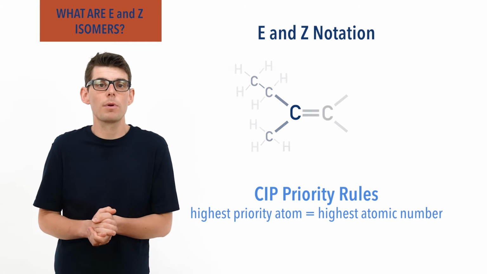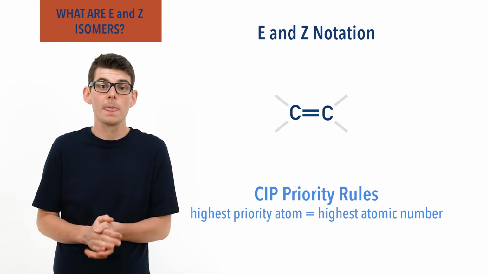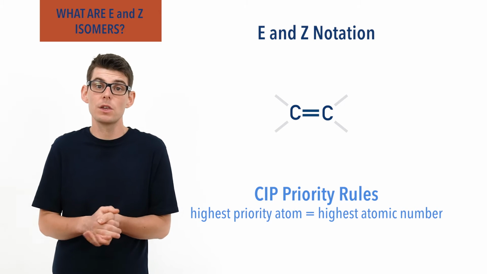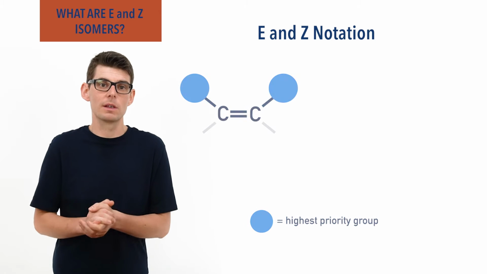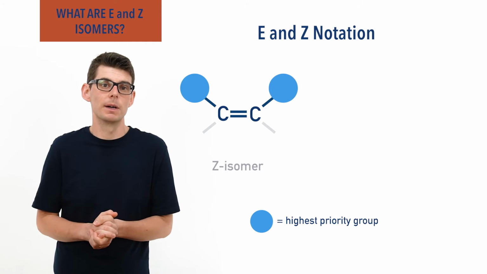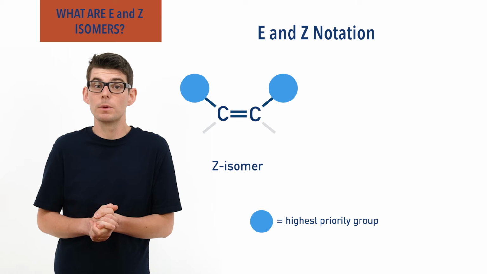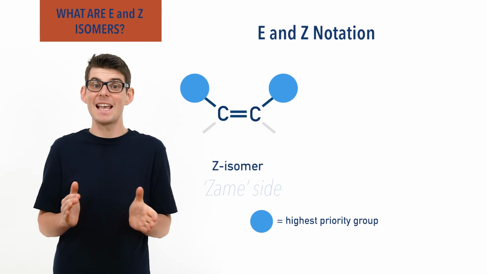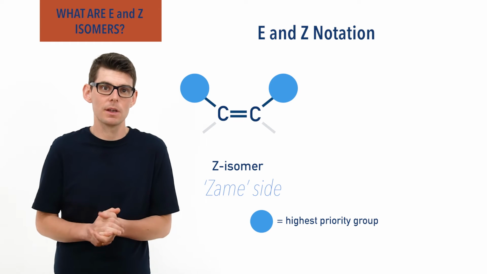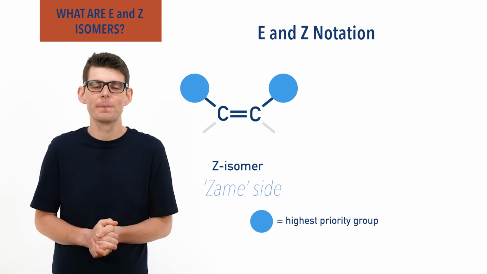Once each highest priority group is assigned on each carbon, we can now compare their orientation to each other. If both groups are on the same side of the double bond, we call it a Z isomer. Z comes from the German word for together. I personally remember it as Z for same, as in same side, but whatever works for you.